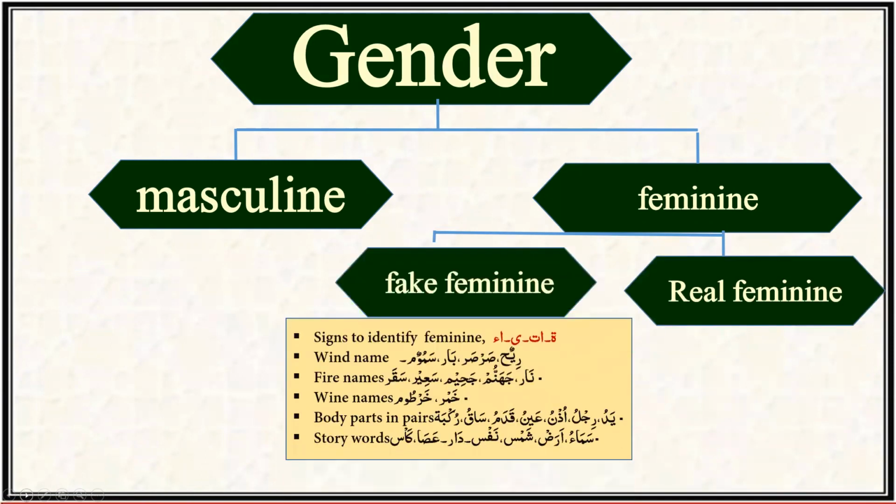And fake feminine can be identified with the help of signs, that is alif maksura, alif mamduda, or round ta at the end of the word, and few groups which were wind names, fire names, wine names, body parts in pairs, and we also learned a story which covered the words which are fake feminine, and we call them fake feminine as Arab used to call them fake feminine. So that was all about what we learned about the gender.